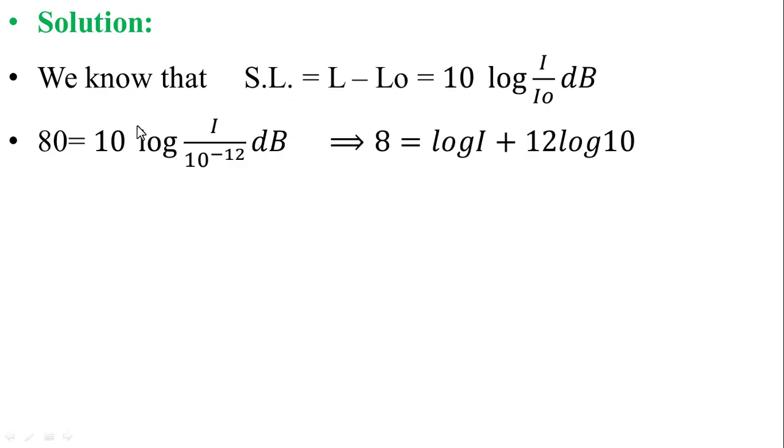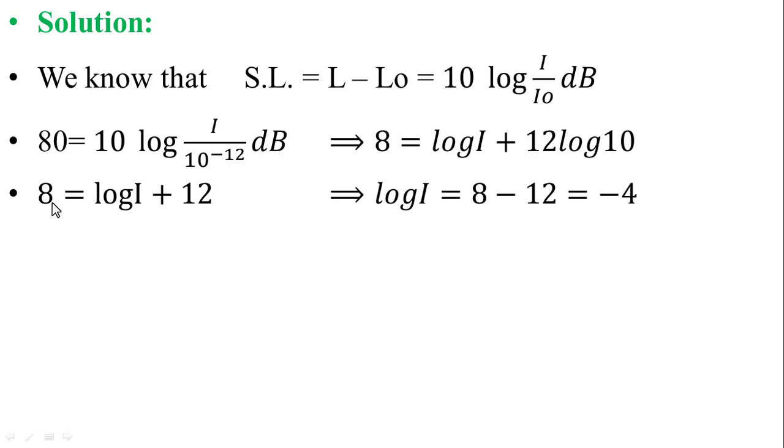We can apply the logarithm rule for division here. So this implies that 8 is equal to log of I plus 12 log 10. Log of 10 is equal to 1. So we have 8 is equal to log I plus 12. 12 is moved to the other side. This implies that log I is equal to 8 minus 12. 8 minus 12 is equal to minus 4. This implies that log I is equal to minus 4.